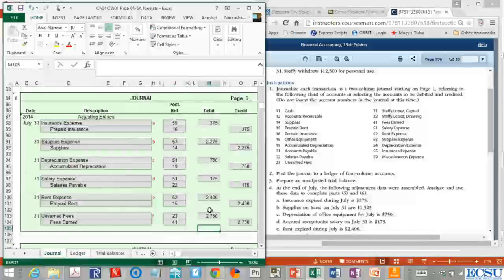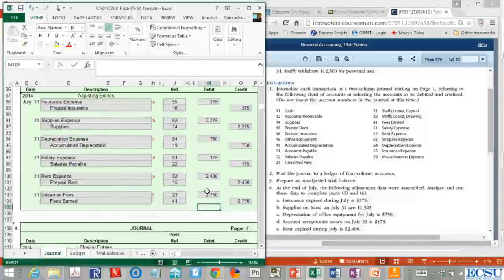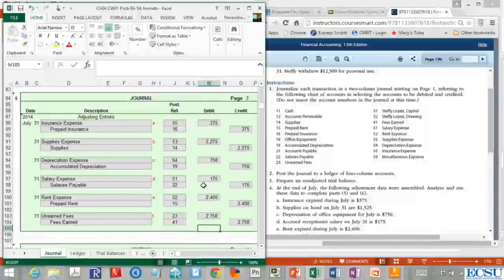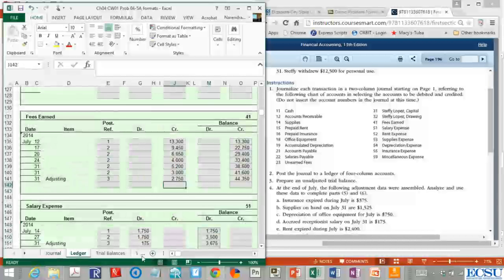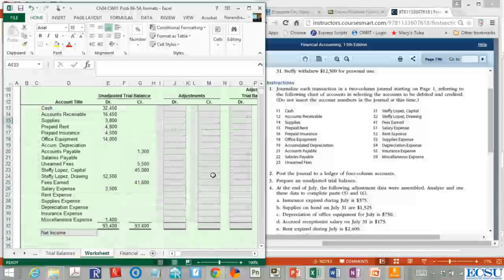Now we are done with all the adjusting entries. So once we are done with all the adjusting entries, we have also posted them. So now what we'll do is we will be putting them in the worksheet. So let us put those transactions in the worksheet. So when we go to the worksheet, let us see, here it is, worksheet. And in the adjustment, what we are going to do is there was no adjustment in cash. There was no adjustment in accounts receivable.